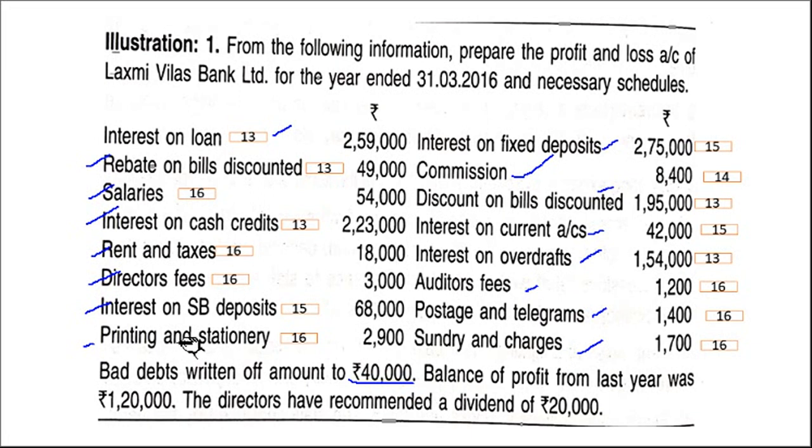So bad debts comes under provision. Balance of profit from the last year. So that is profit carried forward. This we can write in the profit and loss account directly. Then directors recommended dividend. So dividend declared or to be declared is 20,000.